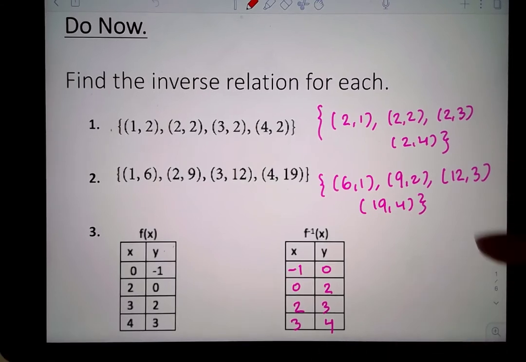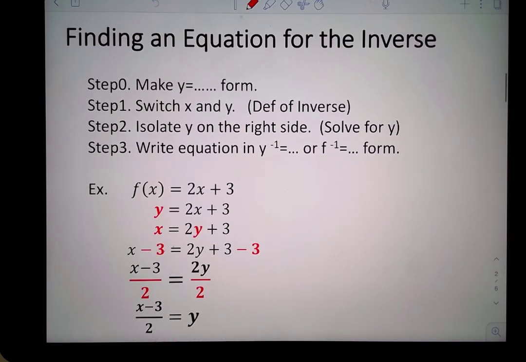Okay, so guys, let's keep going. That was our do now. And today, we will find an equation for the inverse. So literally, you're getting an equation, inverse function equation. Alright? So these are the steps.